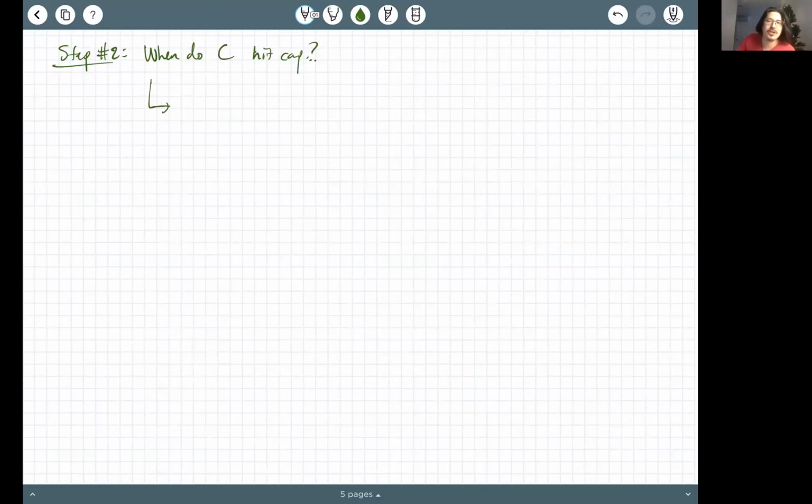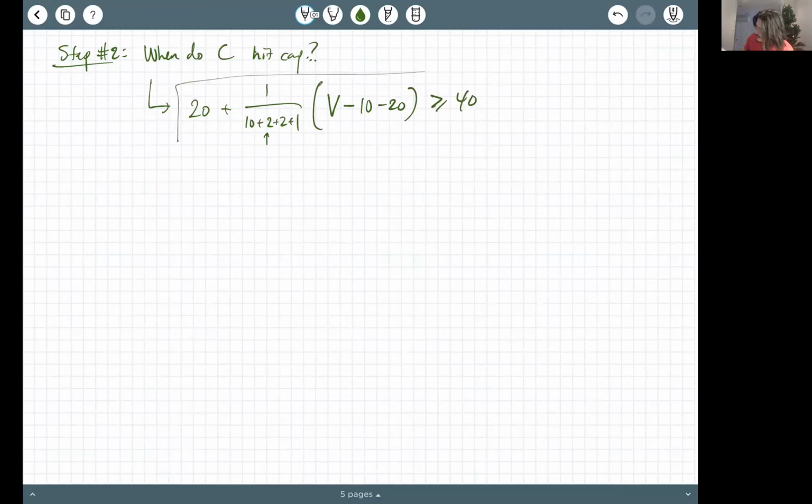It's when their liquidation preference plus their 1 million shares of participation divided by 10 plus 2 plus 2 plus 1, because now we're going to include the shares that are owned by A, because A has already converted, of V minus 10 minus 20, has to be greater or equal to 40. So just notice the difference between this formula here and our prior one.